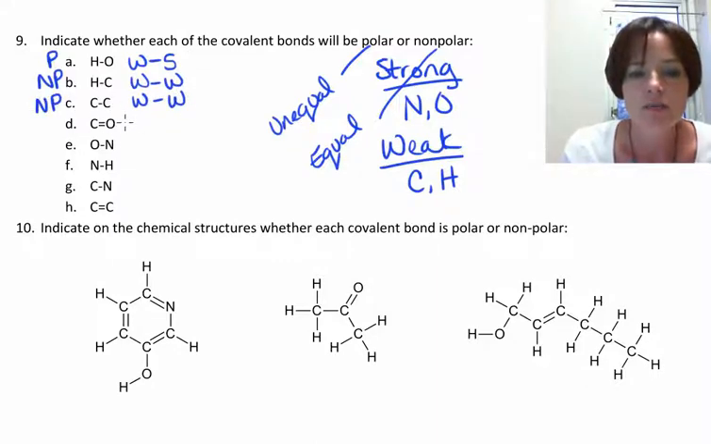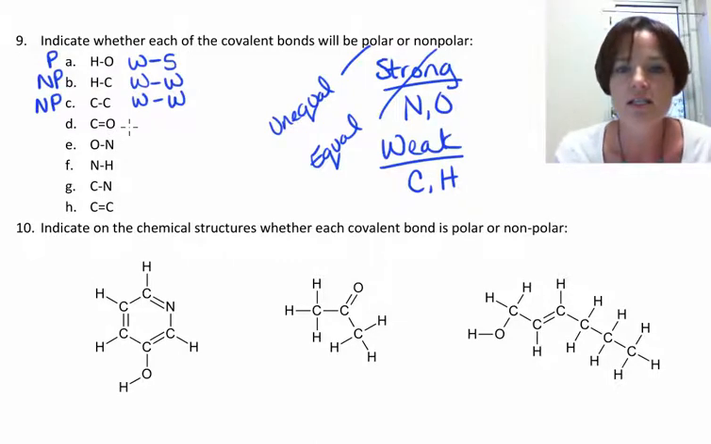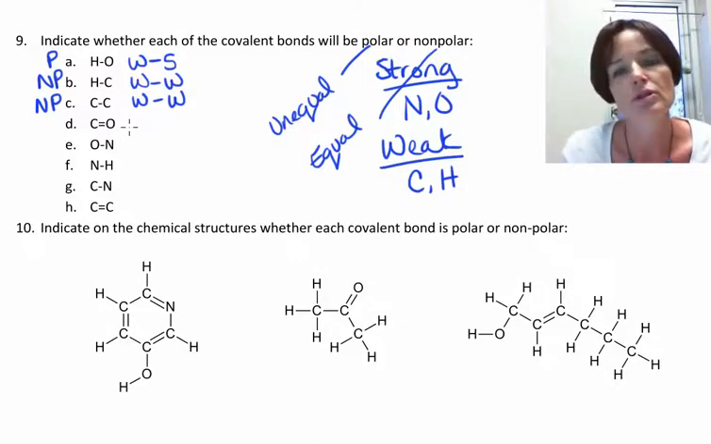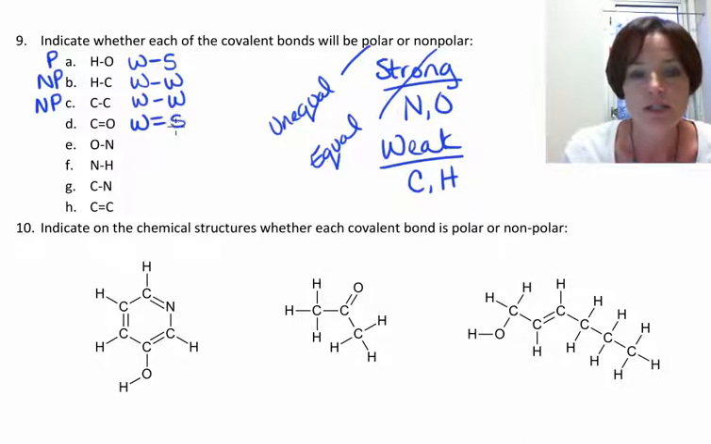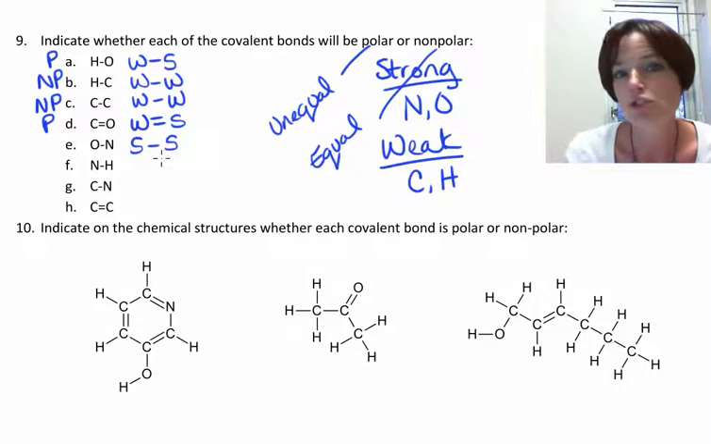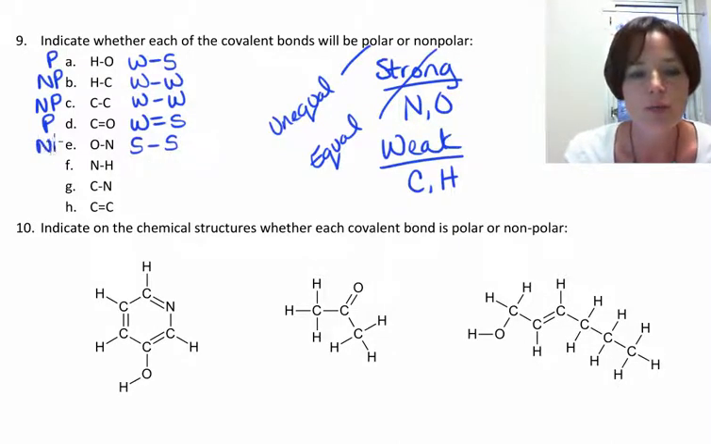If we look at the next one, it's a double bond. The fact that it's a double covalent bond doesn't affect whether it's going to be polar or nonpolar. So we do this the same way. Carbon is on the weak list and oxygen is on the strong list. So that would be unequal sharing because they have unequal strengths. And then for E, we have oxygen, which is strong, sharing with nitrogen, which is strong. So two strong ones would be equally sharing, so that would be nonpolar.